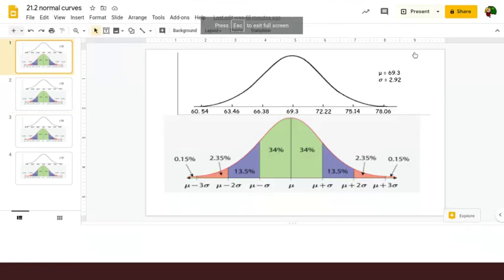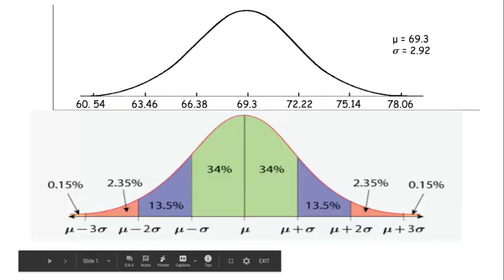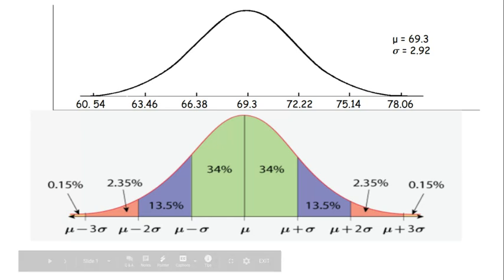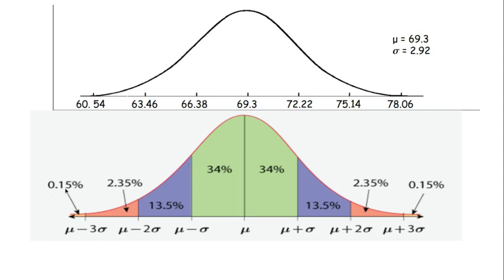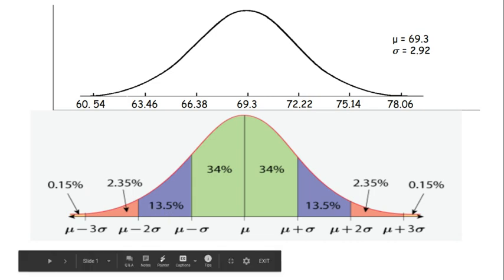I just want to show you this. I'm going to put a blank normal curve, post it on Google Classroom so that you can use it to help answer your questions. So it said, what percent fall below? I believe they said 66.38, which is right here. So again, using what we know about the percentages, what percent falls below? 66.38 would fall here. So we'd have to add up all these percentages. So the 0.15 plus 2.35, that would give us 2.5, plus 13.5 is going to be 16%.